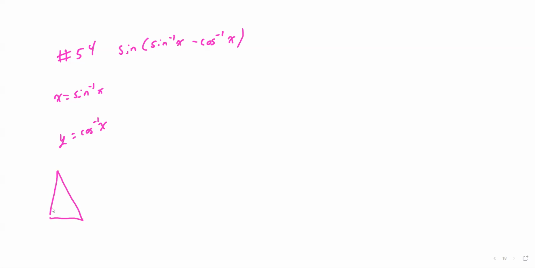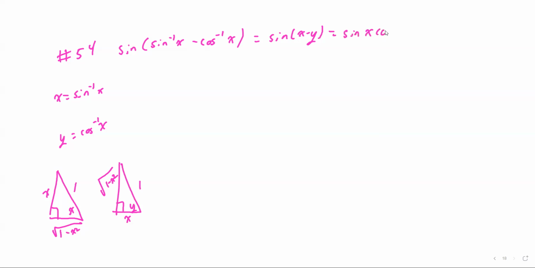So I work this out. All right, sine is opposite over hypotenuse, so that's x over 1. This is then square root of 1 minus x squared. You do it enough times, you'll see the pattern as well. So this is y. Cosine would be x over 1, and then this one would be the square root of 1 minus x squared. This one then would be rewritten as sine of x minus y. So therefore, I can write it as sine x cosine y minus cosine x sine of y.